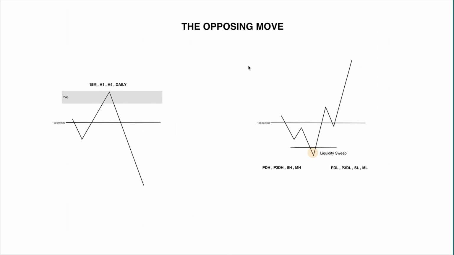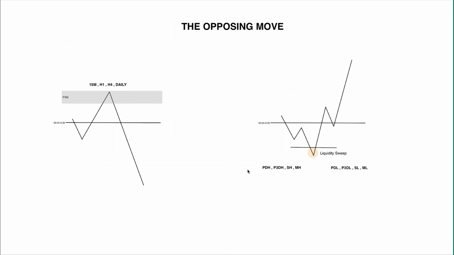Well, that's very simple. I have two key points of interest that I like to utilize when I'm looking for the opposing move. The first one is the fair value gap. So I like to mark out my 15-minute fair value gaps, my hourly fair value gaps, my 4-hour fair value gaps, and my daily fair value gaps. I like to have these on my charts and have them in price as I'm trading. So if I do see an opposing move and I know where my fair value gaps are, I have a high probability price area where I anticipate price to turn around from.